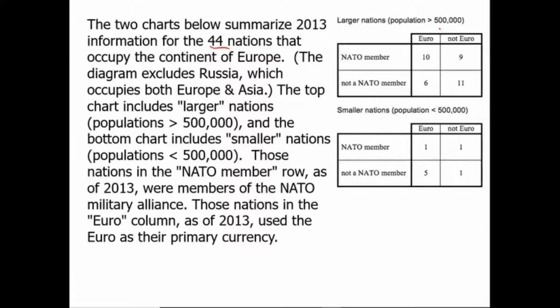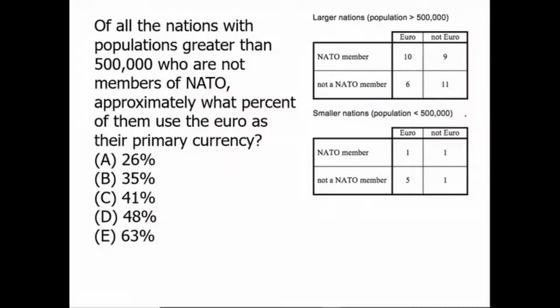In these charts, we have 44 nations in Europe divided into two categories. The larger ones, larger than 500,000, and the smaller ones, populations less than 500,000, and then classified according to whether they use the euro and whether they're members of NATO. So this question is asking, of all the nations with populations greater than 500,000, so we're not even looking at the ones in the bottom, who are not members of NATO. So we're really only looking at this column, the folks who are not members of NATO. Approximately what percent of them use the euro as their primary currency?